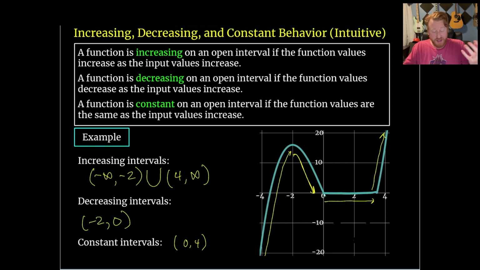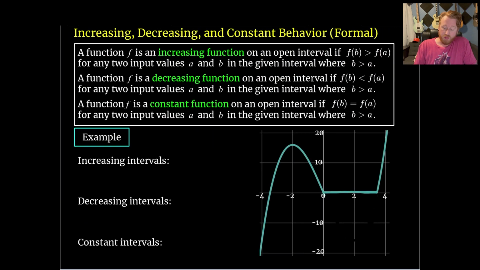So hopefully the idea here is somewhat intuitive: as the function inputs move from left to right and get larger, is the function value also getting larger? Well, then it's increasing. If the function value is getting smaller, then it's decreasing. If the function value isn't changing, then it's staying the same.